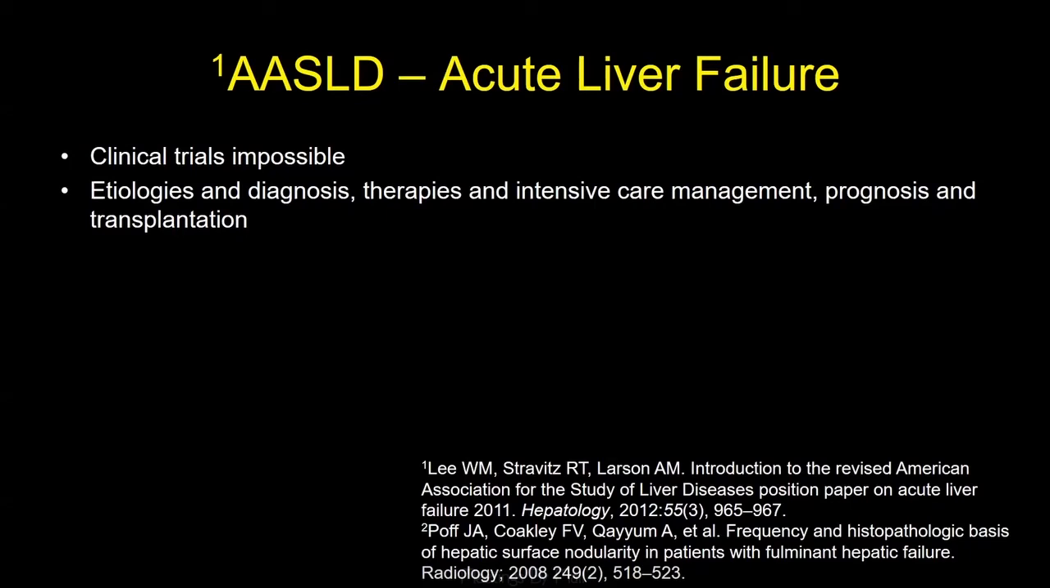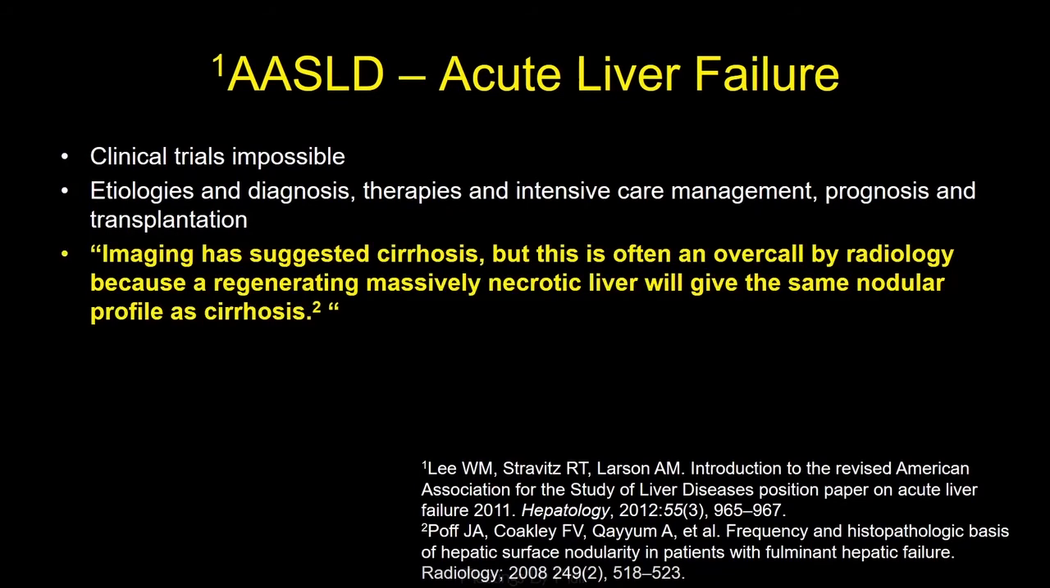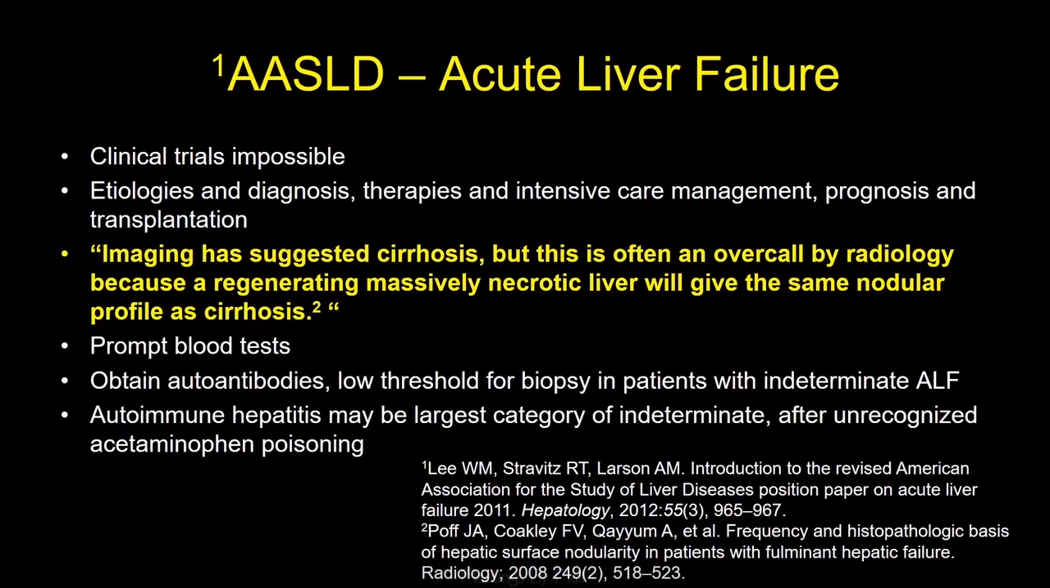So the paper discusses the etiologies and diagnosis, therapies and intensive care management, prognosis and transplantation, but there is no specific imaging recommendation. And rather, what they have said is that, as a caution to hepatologists, imaging, when it has suggested cirrhosis, this is often an overcall by radiology because a regenerating massively necrotic liver will give the same nodular profile as cirrhosis. And so the AASLD actually recommends that the hepatologist obtain prompt blood tests to evaluate viral hepatitis serologies, autoimmune serologies, bilirubin, etc., obtain autoantibodies. And then they also say to have a low threshold for biopsy in patients with indeterminate ALF.